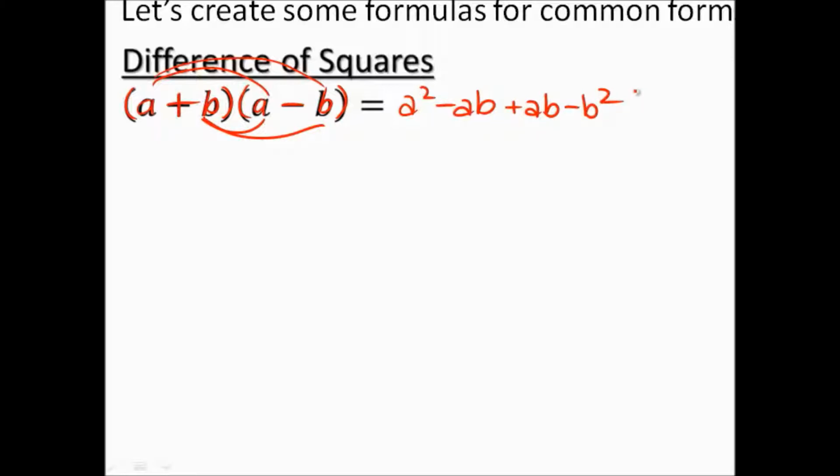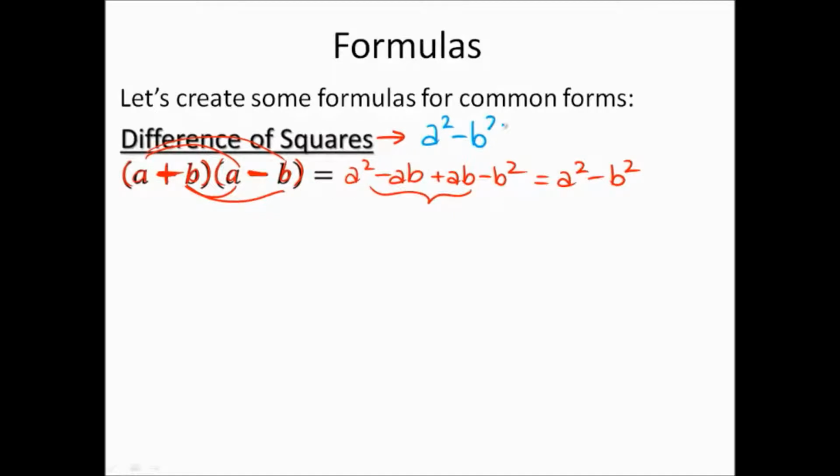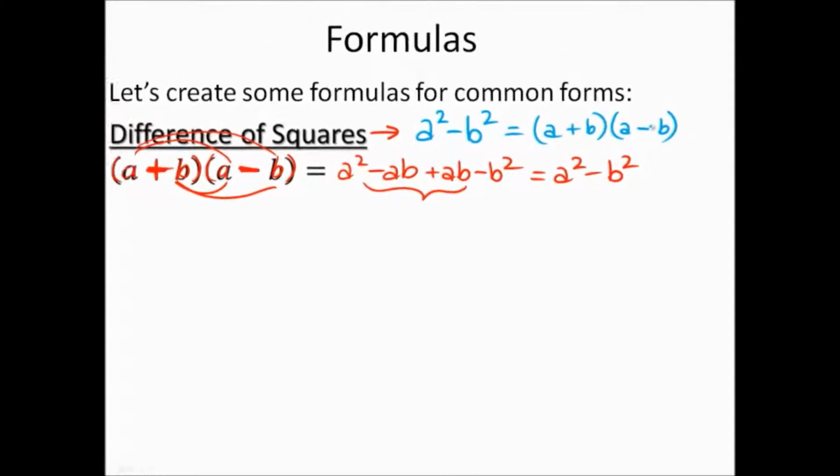So what is so interesting about this? Take a look at the middle two terms. You'll notice because of this plus minus thing here, your middle terms are always going to cancel. So that leaves you with a squared minus b squared. Therefore, whenever you see a squared minus b squared, you can refer to the factored form as the a's in the first terms, the b's in the last terms, so the roots of these items, and a plus and a minus.